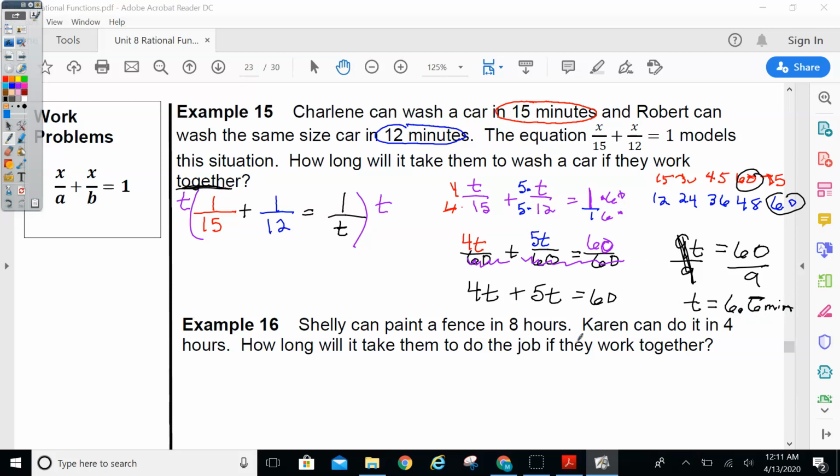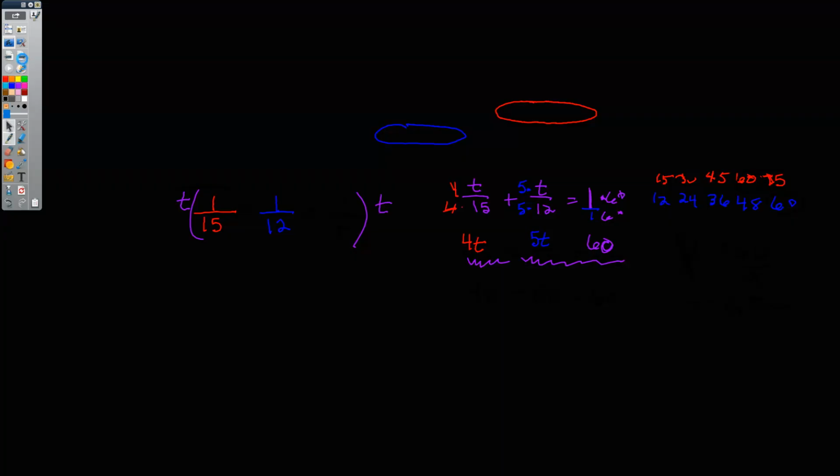Alright, so looking at the next example, we're just going to go straight to setting it up like this. We're not going to get to that form. This is how they're always going to be set up. Okay, so if we look at 16 here, Shelly can paint a fence in 8 hours. Karen can do it in 4. How long would it be if they work together?